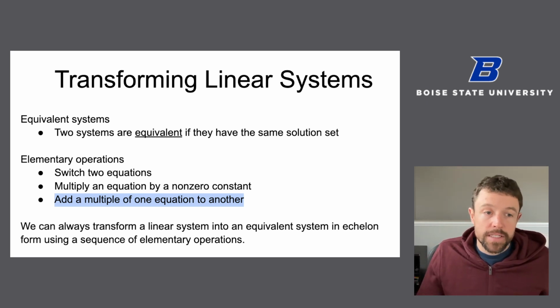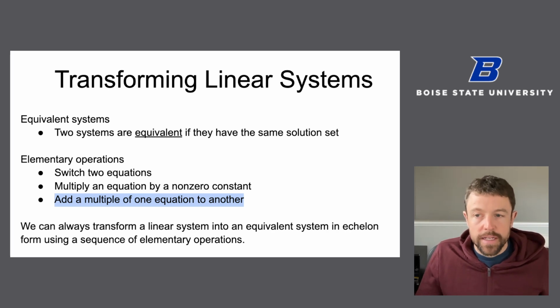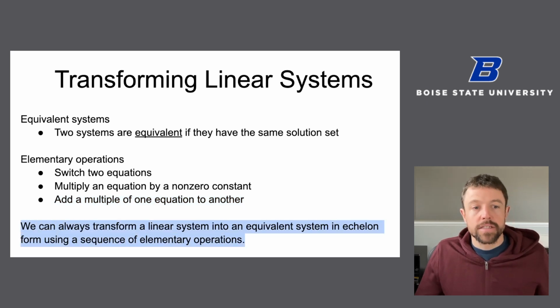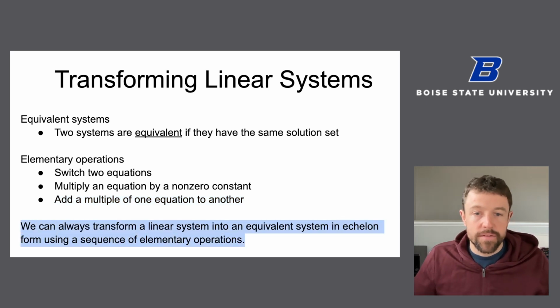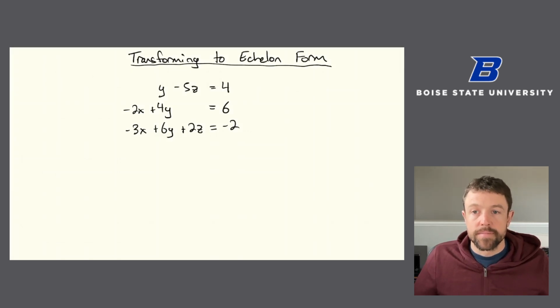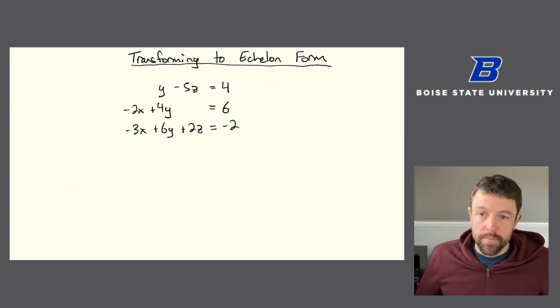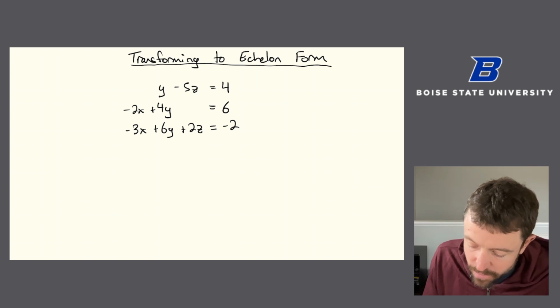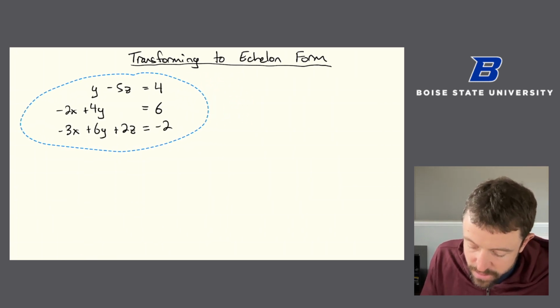And in the end, what we're going to see, although we won't really demonstrate it until next week in a later video, is that we can always take a linear system and through a series of these elementary operations, transform it into an equivalent system that's in echelon form, maybe even in triangular form. And so this will allow us to solve any linear system that we have. So let's go back to our example. How am I going to transform this to echelon form? Well, the first thing I'm going to do is move it over to the side because I want to have some space to write stuff.